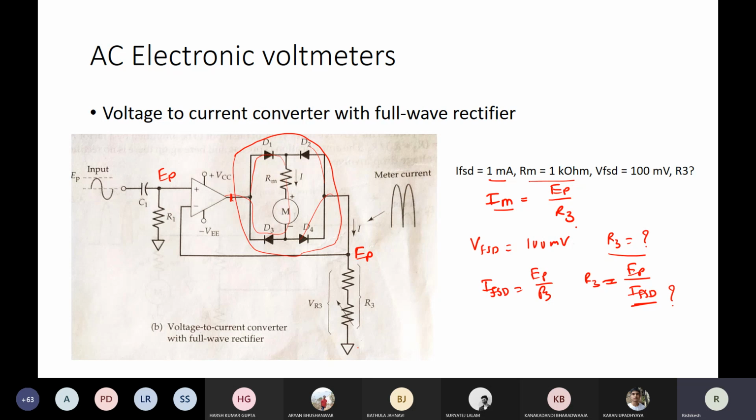Can someone quickly tell? Do you remember our discussion on calculation of component values in the case of half and perhaps full wave? IFSD corresponds to I full scale deflection, which is nothing but I average for AC quantities, right? But when we calculate the values, which quantities did we use? We used I peak. So what is I peak in the case of full wave rectifier?